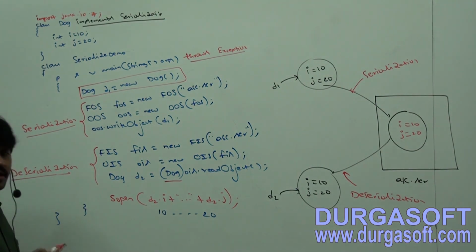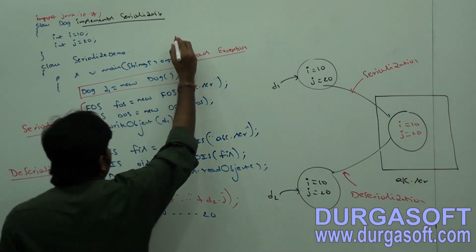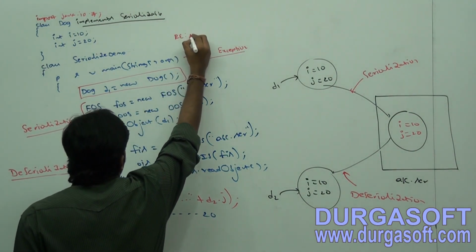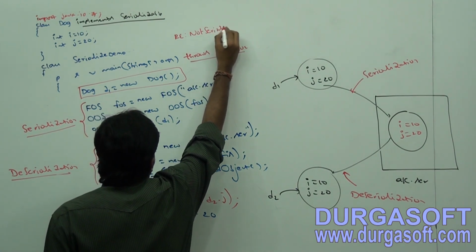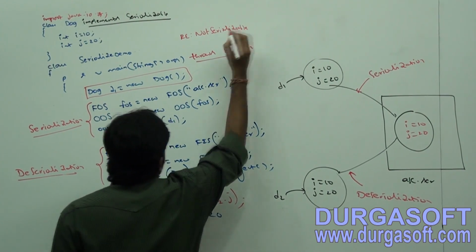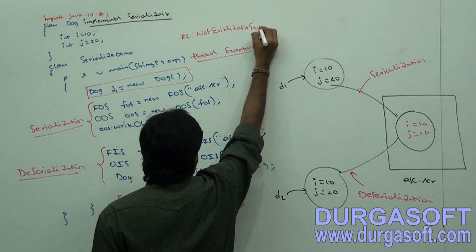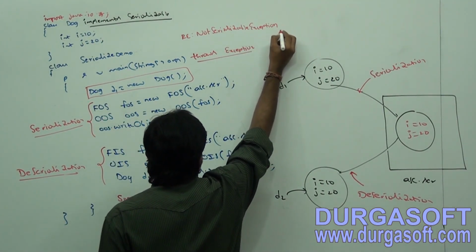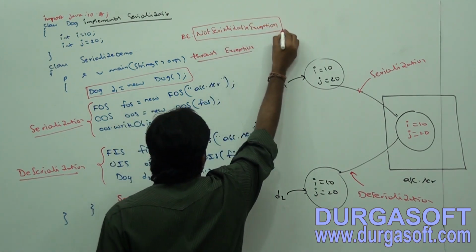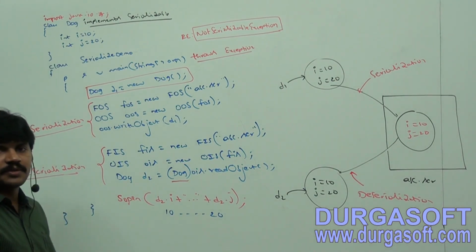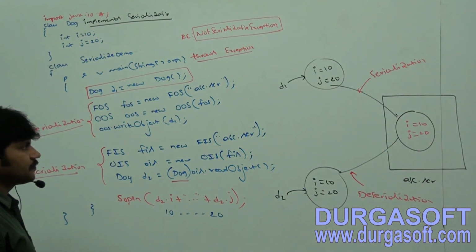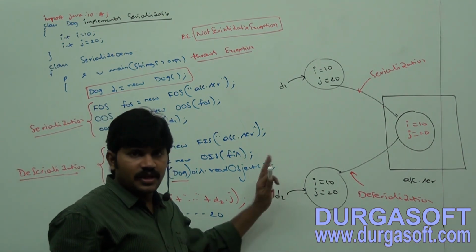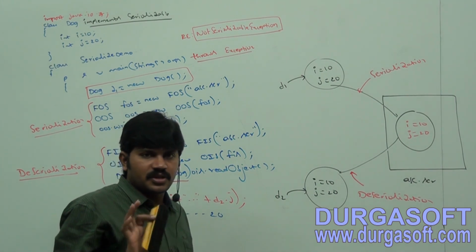Can I spell out what is that exception? We will get a runtime exception saying NotSerializableException. It is a single word. We will get a runtime exception saying NotSerializableException. That's all. Is it clear for all of you?